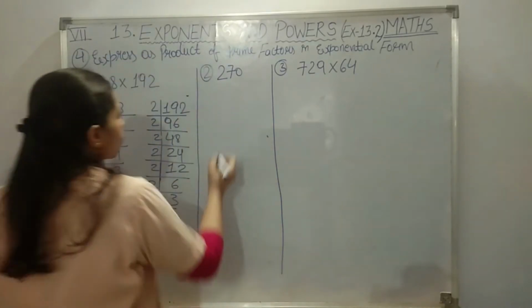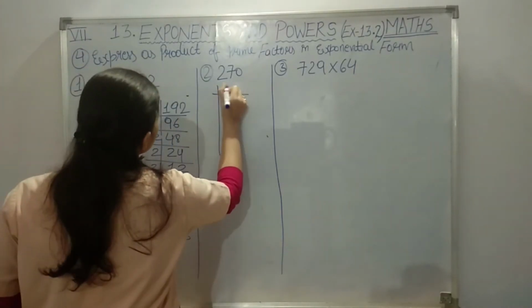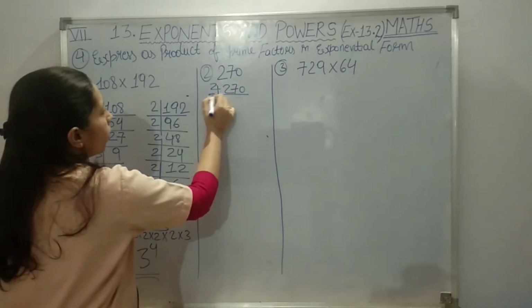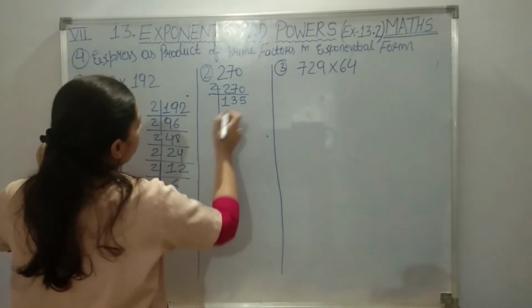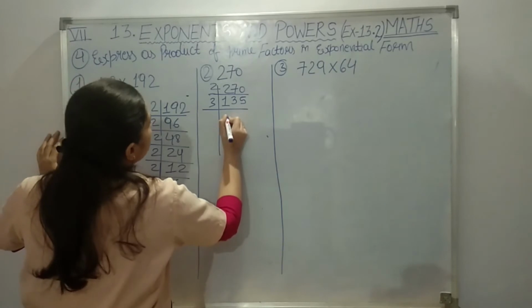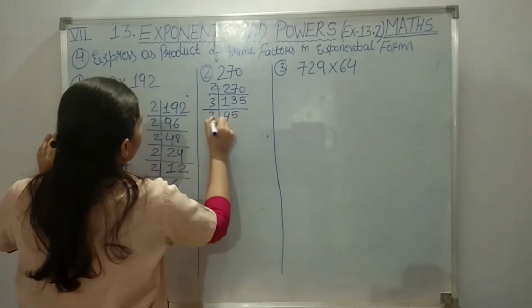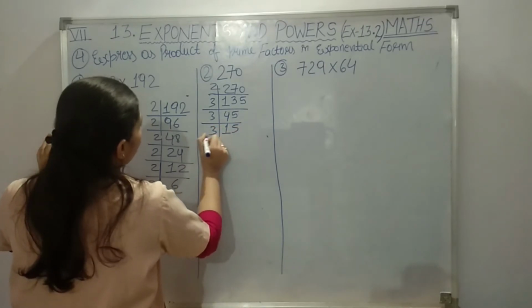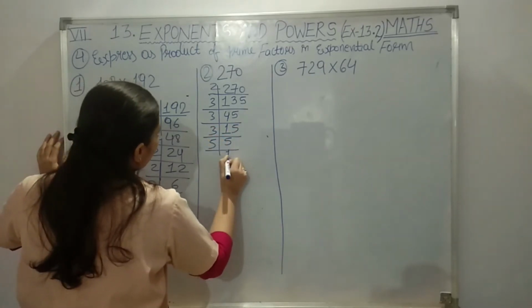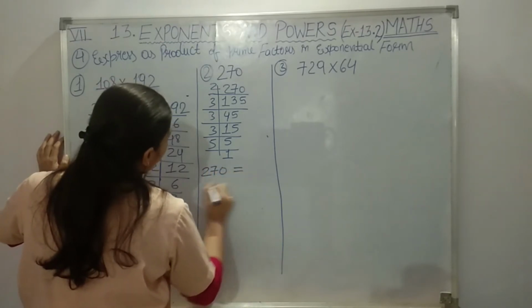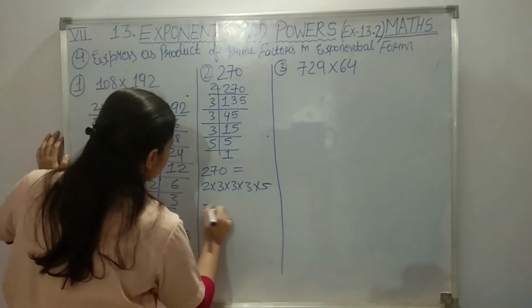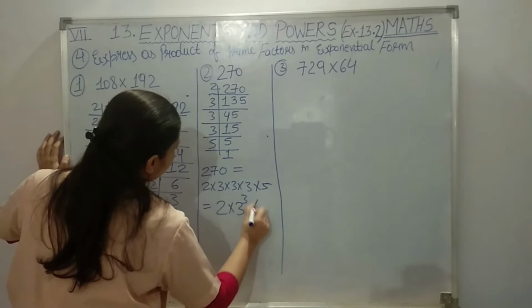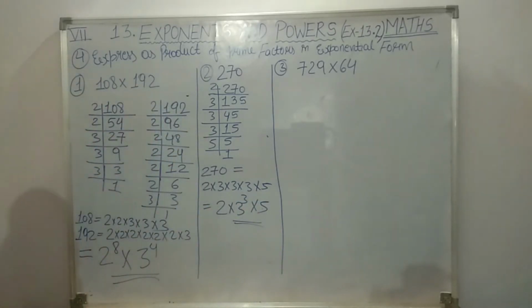Okay, let us see the second one now students. 270. Again we have to take the LCM for this. So 270, it will be divisible with 2, isn't it? Let us solve. 2 1s are 2, 2 3s are 6, 2 5s are 10. 2 1s are 2, 2 3s are 6, 5 6 7 8 9. Now it will be divisible with 3. 3 4s are 12, 3 5s are 15. Then again with 3. 3 1s are 3, 3 5s are 15. Again with 3. 3 5s are 15. Then we'll get 1. So 270 is equal to 2 into 3 into 3 into 3 into 5, which means 2 into 3 raised to the power 3 into 5. Got it students? So our final answer is 2 into 3 raised to the power 3 into 5.